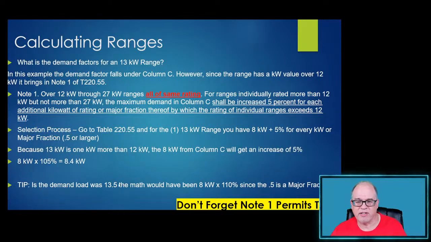You get me? All right. So that's what we got, and that's the little tip right here. Notice how this demand load is 13.5. The math would have been 8 times 110%, since 0.5 is a major fraction. What do I mean? In this case, the 0.5 would have moved this up to 14. And 14 is how many kW above 12? 2 kW. And remember, it's 5% for every kW above 12. So that's 10%, so I would take the 8 and multiply it by 110%. You get my drift? I think you get it. All right? So again, don't forget note 1. And that's how you would do note 1.